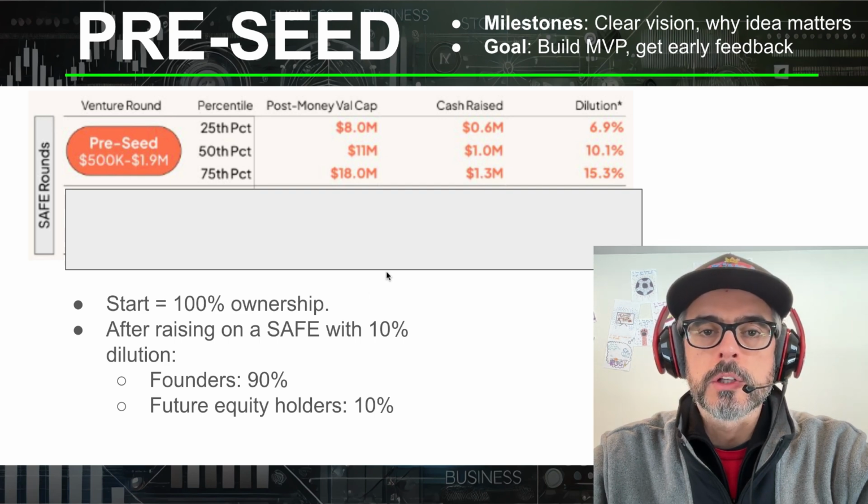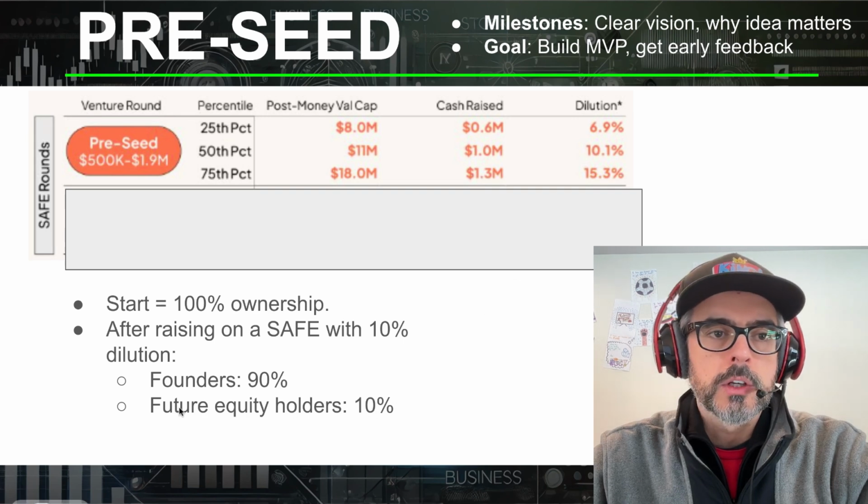And so what happens is when you start your project, those 4 co-founders that we were discussing have 100% ownership. And so after raising this round, there is a 10% dilution, which means that the founders, after raising this, will have 90% of the company, and the future equity holders will have 10%. What does it mean that these are future equity holders? As you can see here on the left-hand side, it says SAFE rounds.